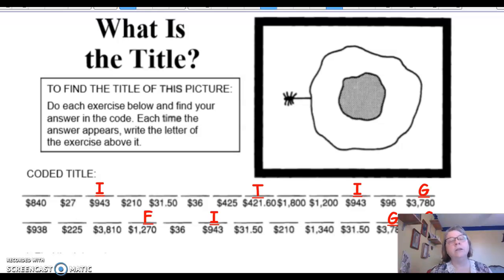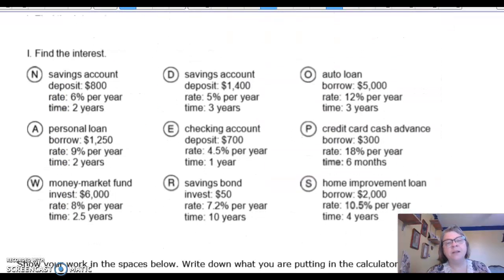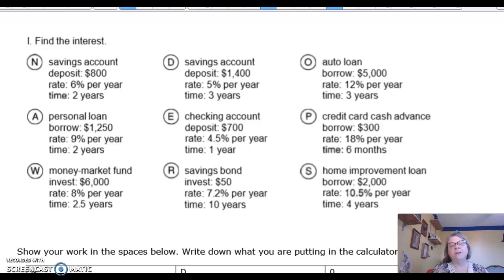So if you are dying to know what the title of this picture is, you're probably going to want to copy these letters down because they are not answers in the problems that I'm going to ask you to do. Okay, and I'll put these up right at the end. Okay, so this is not going to take me very long. Okay, basically these are all set up.